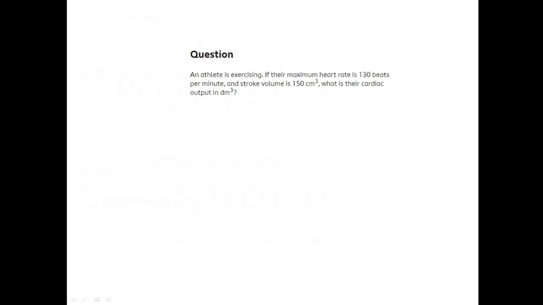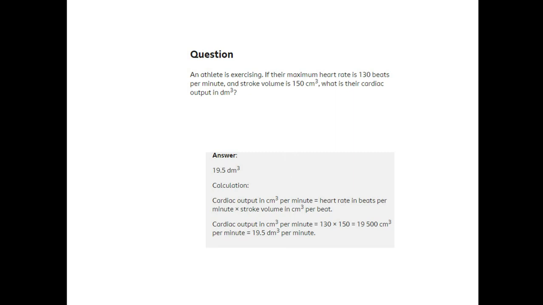As an example, an athlete is exercising and their maximum heart rate is 130 beats per minute and stroke volume is 150 centimetres cubed. What is the cardiac output in decimetres cubed? You do 130 times 150 centimetres cubed to get the cardiac output in centimetres cubed, but then you have to convert it to decimetres cubed. So you'd divide it by 1,000 to get 19.5 decimetres cubed per minute. And that's it for blood vessels.